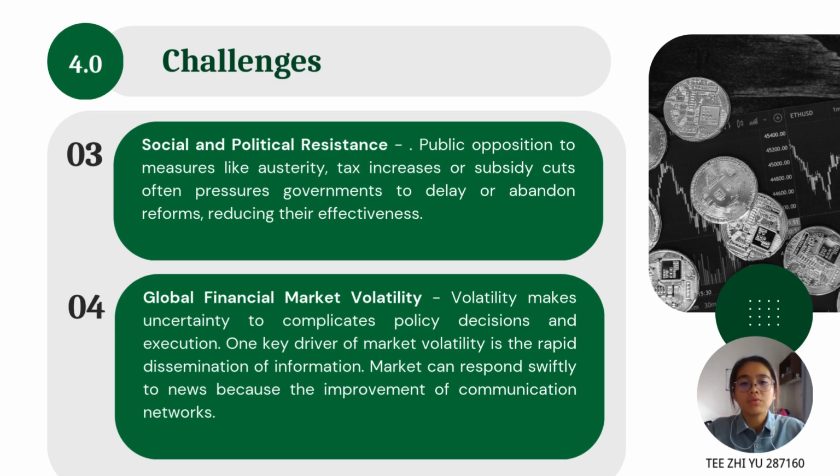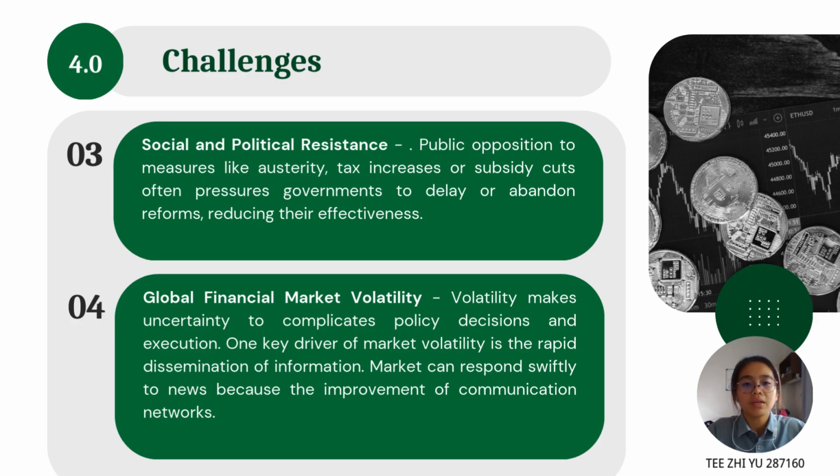People often oppose reforms like tax hikes, subsidy cuts, or austerity measures because of their immediate financial impact. Political resistance can also arise from competing priorities amongst stakeholders, such as political parties or industry groups. For example, in China, balancing economic growth with debt reduction has been difficult due to conflicting interests. The last point is global financial market volatility.